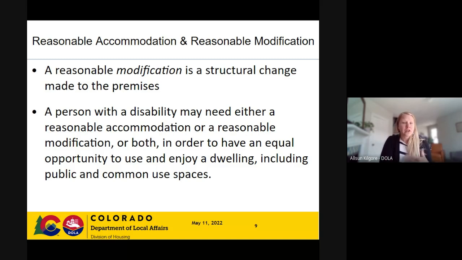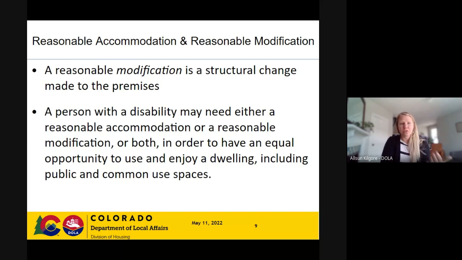And not all persons with a disability will have the need to request a reasonable accommodation, but somebody with a disability does have the right to request or be provided a reasonable accommodation at any time during the application process and their tenancy. So if somebody moves in and says, I don't need grab bars, they may request that at a later date.